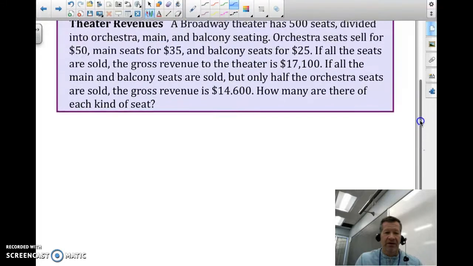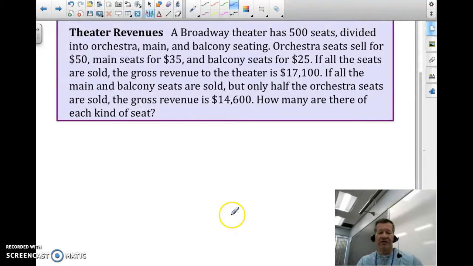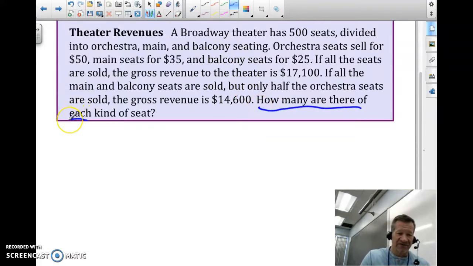Theater revenues. A Broadway theater has 500 seats divided into orchestra, main, and balcony seating. Orchestra seats sell for $50, main seats for $35, and balcony seats for $25. If all the seats are sold, the gross revenue is going to be $17,100. If all the main and balcony seats are sold, but only half the orchestra seats are sold, then the gross revenue is only $14,600. How many are there of each kind of seat? So, after reading it, start with the last question again. How many are there of each kind of seat?